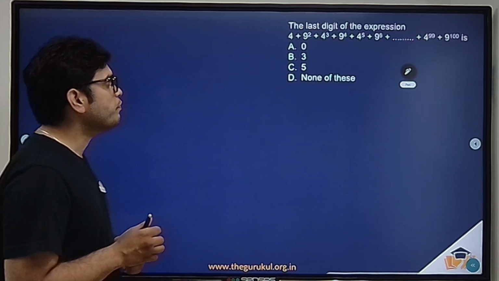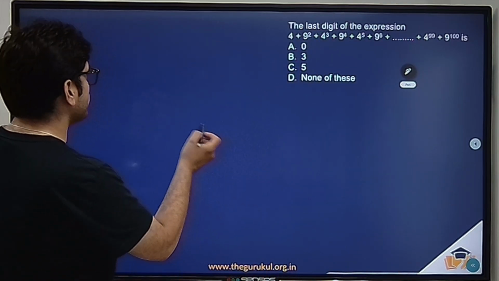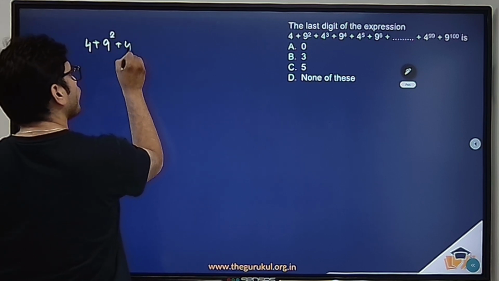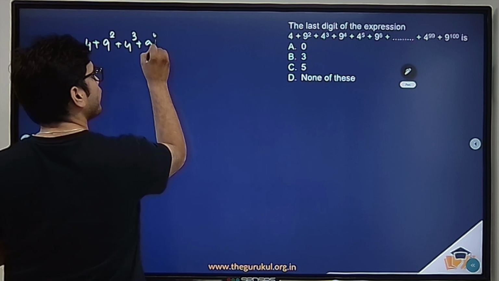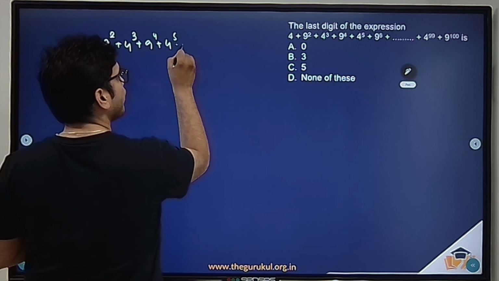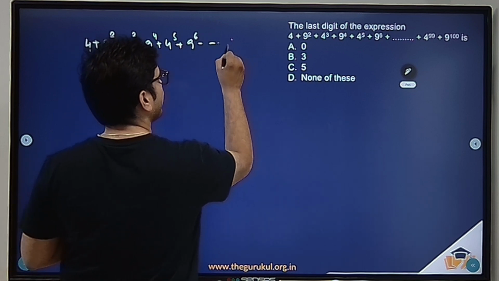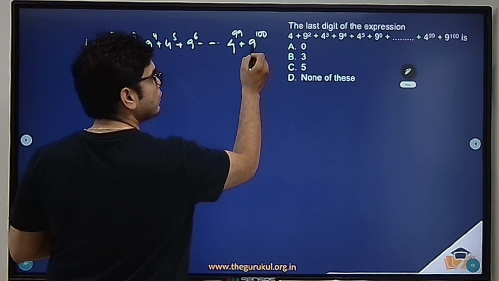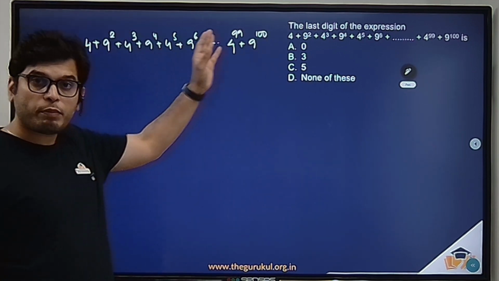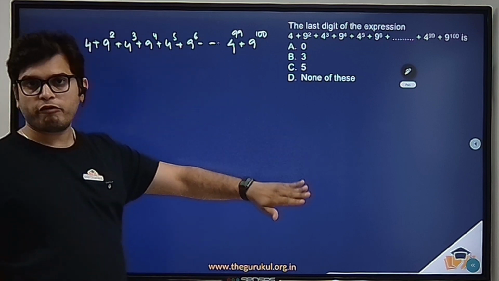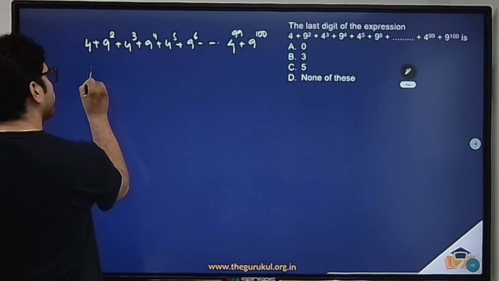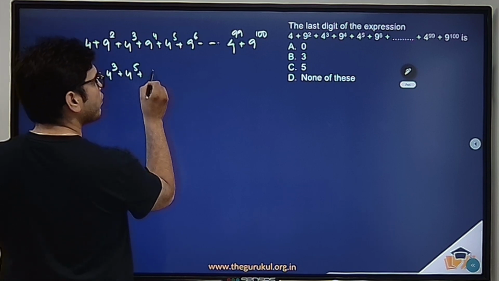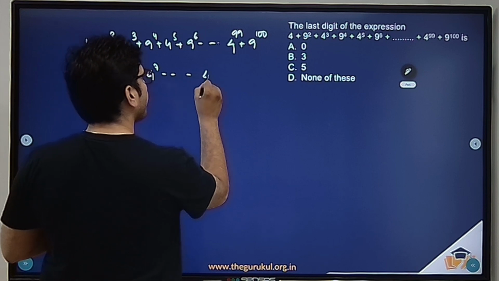Now coming to the first question, we are asked to find the last digit of the expression 4 plus 9 square plus 4 cube plus 9 power 4 plus 4 power 5 plus 9 power 6 so on till 4 power 99 plus 9 power 100, right? If you observe, we have odd powers of 4 and even powers of 9. So let me write them separately: 4 plus 4 cube plus 4 power 5 plus 4 power 7 so on till 4 power 99.